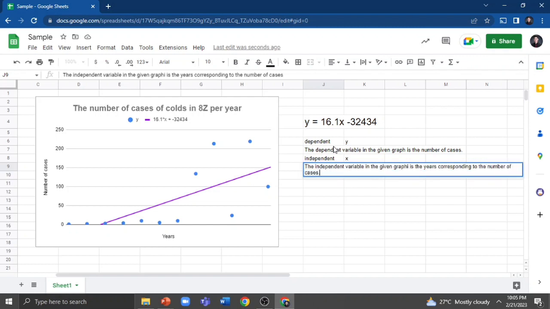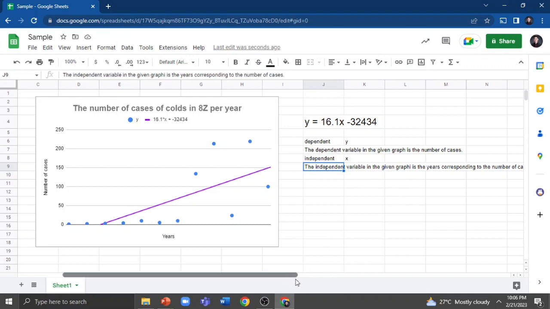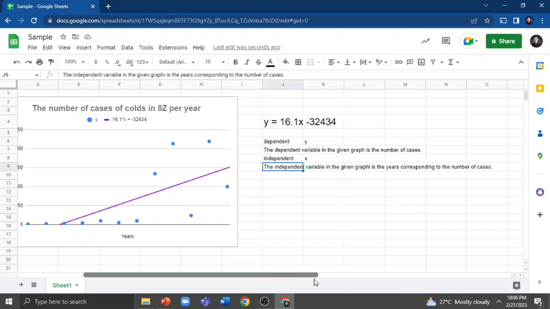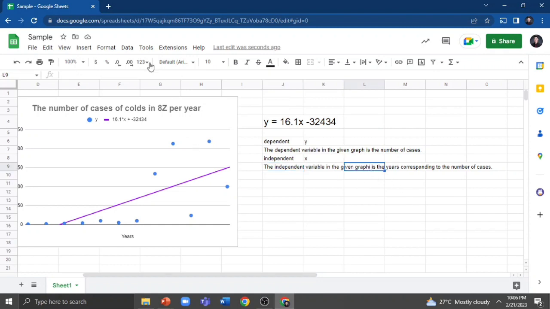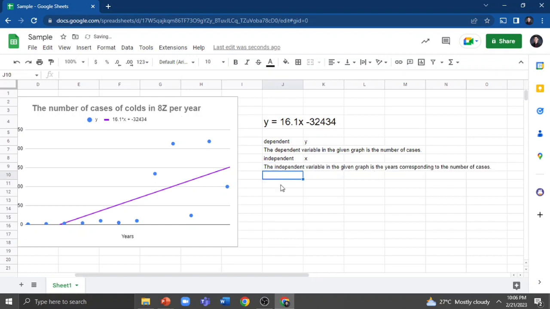Now, the beauty of this is that you can word it in different ways as long as you mention in particular what it is we're talking about. Again, the independent variable is the one in the given graph that is corresponding to the number of cases. It is important to take note of that. So now that we have the dependent and the independent variable, we also have the equation, we can actually identify the slope. So how do we identify the slope now that our equation is written this way?